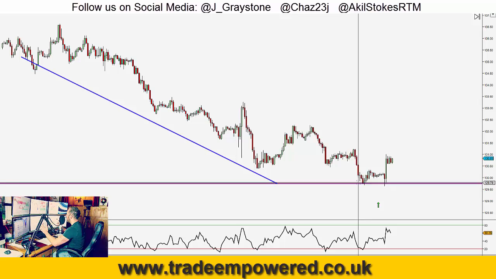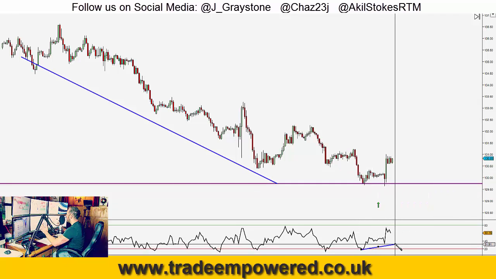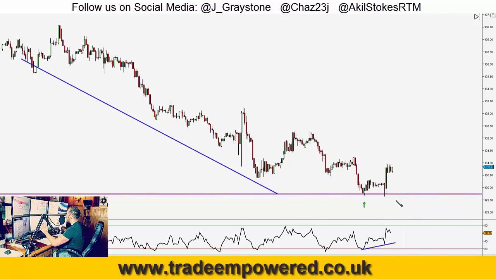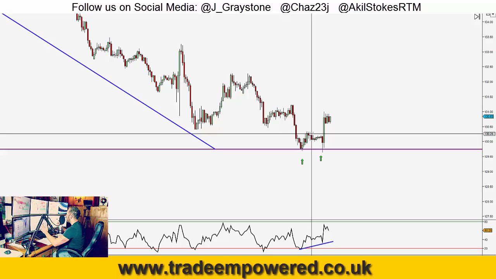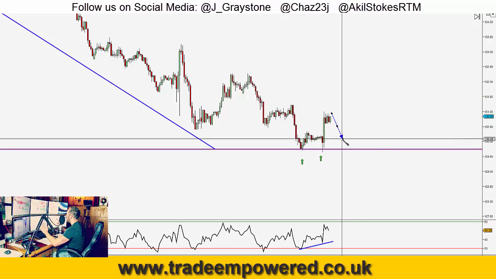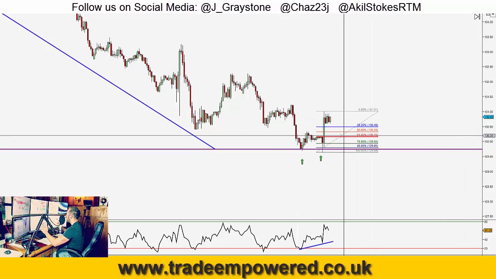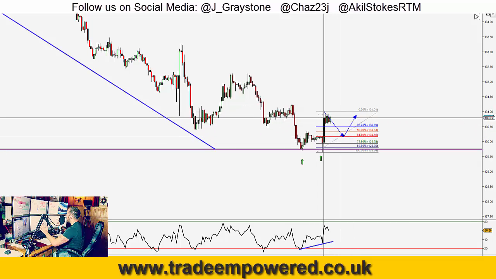Right, we came down, we tested this line, tested this level, which is previous structure support. We've put in this little double bottom here. RSI, you saw some bullish divergence on the RSI. Initial test, second test. Okay, we broke this retracement level here. You might be looking for a 2618 trade, which would mean you're waiting for a pullback now into the 618 retracement, and looking to ride this up to a retest of the highs.